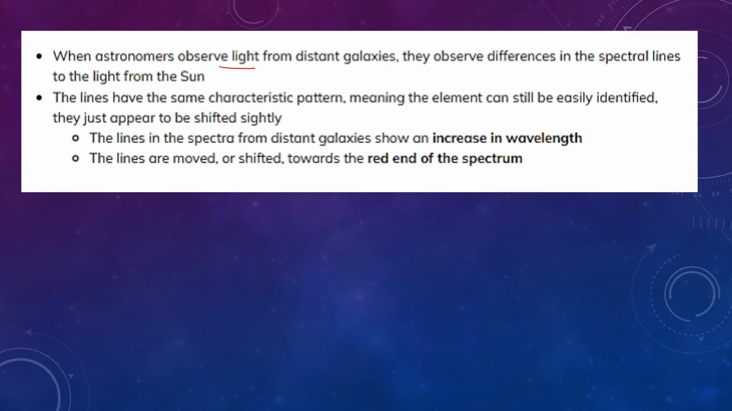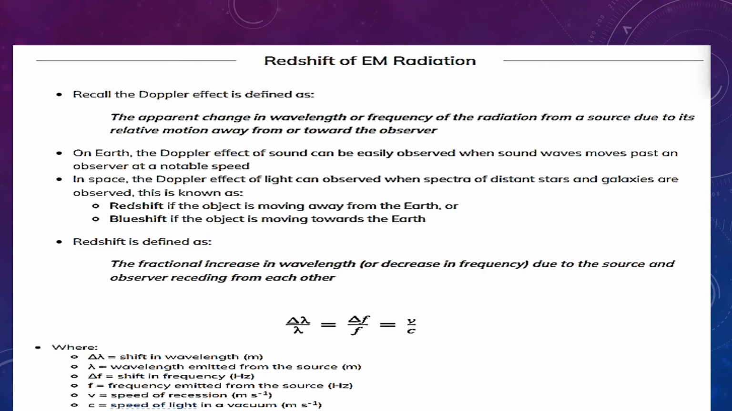So when astronomers observe light from the distant galaxies, they observe differences in the spectral lines compared to the light coming from the Sun, and the lines have the same characteristic pattern, meaning the element can still be easily identified. They just appear to be shifted slightly towards red or blue. The lines in the spectrum from the distant galaxies show an increase in wavelength, shifted towards the red end of the spectrum, which means the galaxy is moving away from us. Okay, what is the redshift of the radiation?